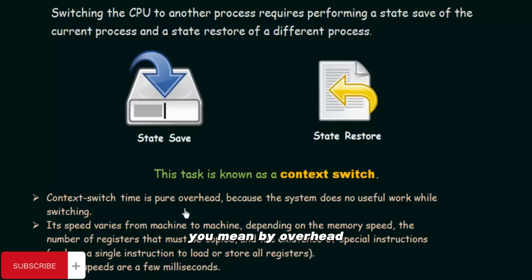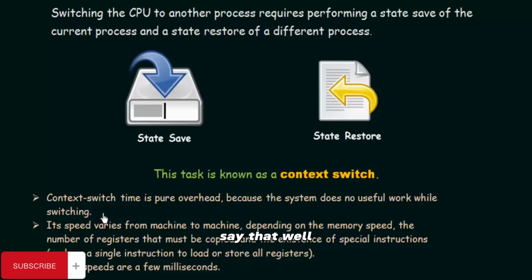Now what do we mean by overhead? Overhead means the cost that is involved in doing something. We are not talking about financial cost here; in terms of an operating system, cost can mean many things, like the resources that we use, the time that we spend, and so on. We say that context switching time is pure overhead because the system does no useful work while it is switching. When context switching is happening, the system is not doing any useful work while the switching is happening.